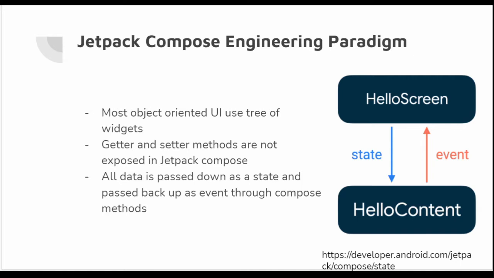The idea is that all data is passed down to Jetpack Compose methods as a state, and then the methods respond back to the background components of the app with an event. And this event occurs whenever the user interacts with the UI, touches a specific component of the UI, or does anything on the phone. This creates a very modular relationship between the UI and the backend.